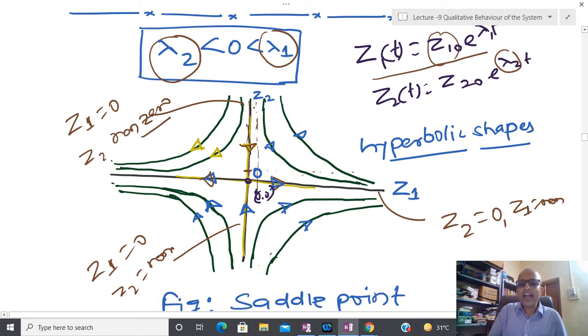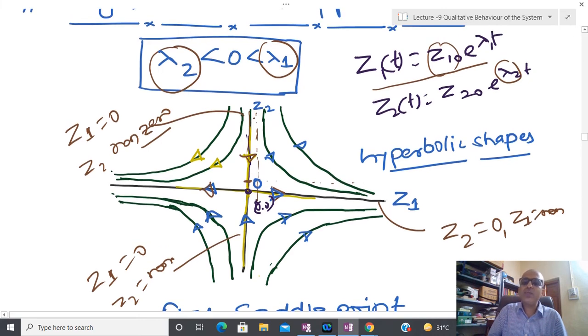Now you can see that since you can start anywhere, Z1 is going to increase because lambda 1 is positive, and due to that reason I have this kind of curve. And one more important point: from that calculation also, Z1 is in the denominator.